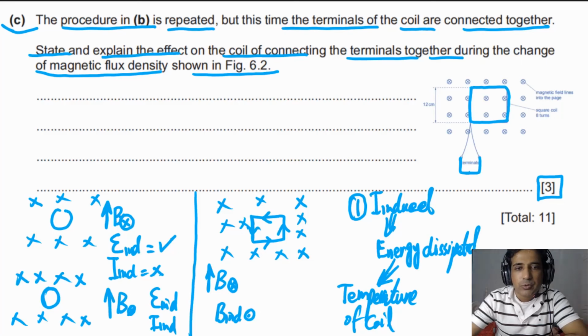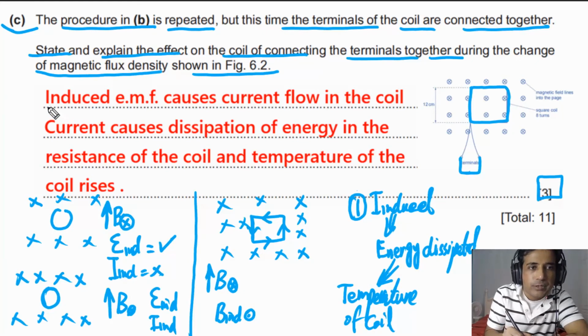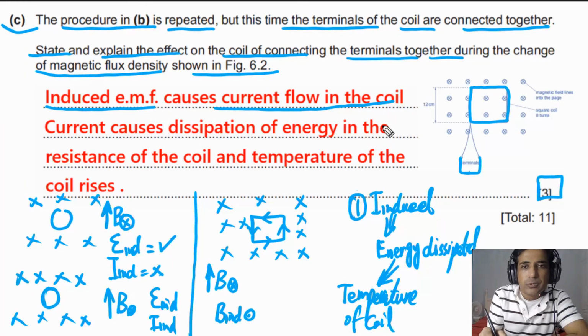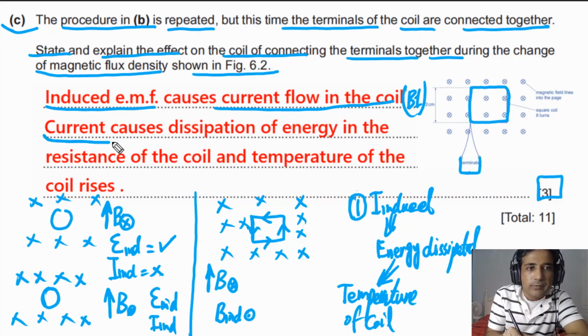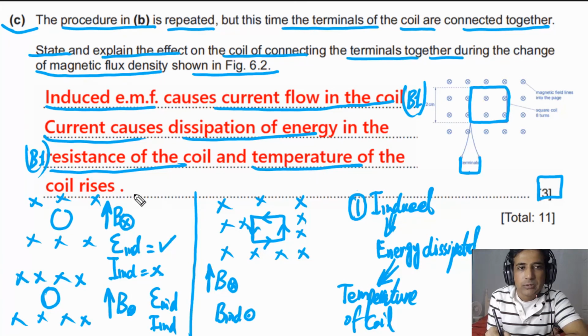So let me show you how you can write down a proper answer. This is how you can write your answer. You can say induced EMF causes current in the coil. This one has 1 mark, a B mark. The second mark you will get if you have written current causes dissipation of energy in the resistance of the coil, another B mark. And the last mark you will get if you have mentioned the temperature of the coil rises, another B mark. So this is one way you can explain this question.